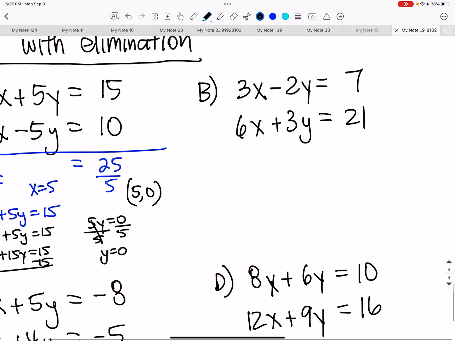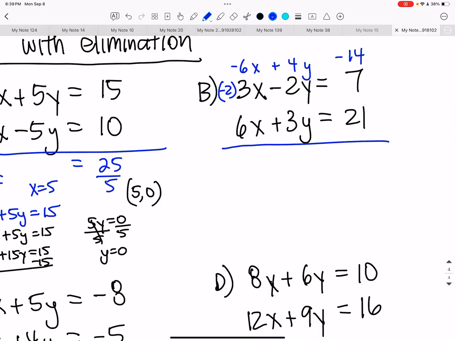In this one, we need one of the letters to kill itself off. If we could just multiply this one by negative 2, that'll make this 6 X's, 4 Y's, and 14. But the negative switches all their signs. So now this is negative, now this is positive, now this is negative. Okay, so negative 6X's and positive 6X's dead. 4 Y's and 3 Y's is 7 Y's. Negative 14 and positive 21, the positives win by 7. Divide by 7. And Y's are 1s.